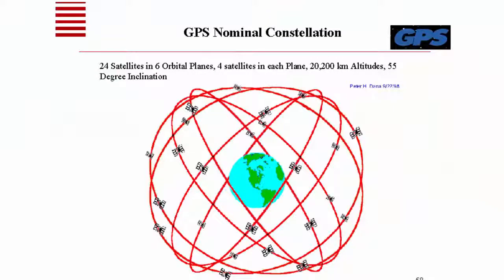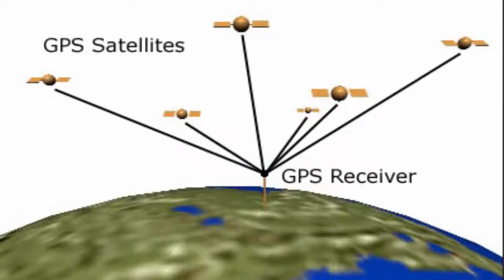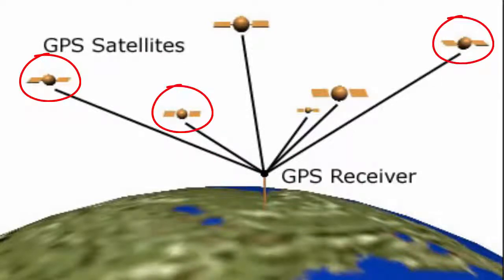GPS is a satellite-based navigation system composed of a network of satellites placed into orbit by the United States Department of Defense. GPS works in all weather conditions, anywhere in the world, 24 hours a day. A GPS receiver must be locked onto the signal of at least 3 satellites to calculate a 2-dimensional position, latitude and longitude, and track movement.